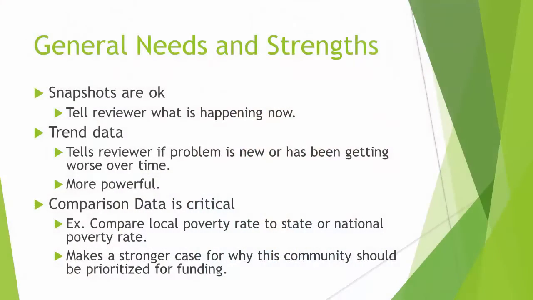The next step involves describing in general what the data shows about the needs and strengths of the target community. This section can include snapshots from one time period, but it will be more powerful if you can show trends over time. It should also include comparison data from state or national sources in order to show the severity and build a strong case for why the community needs services more than another community.